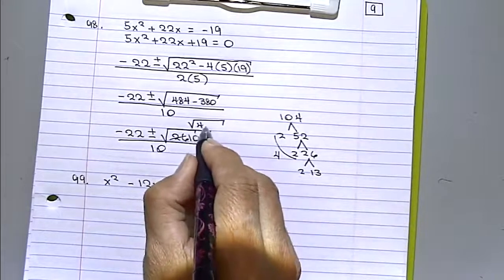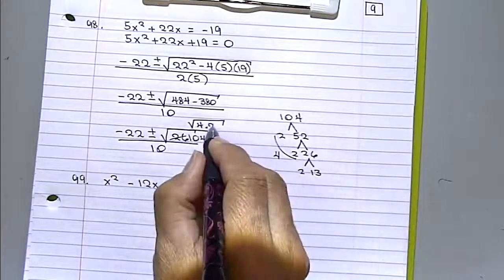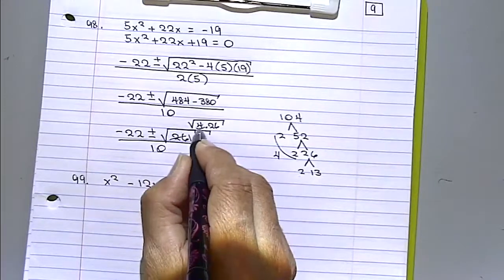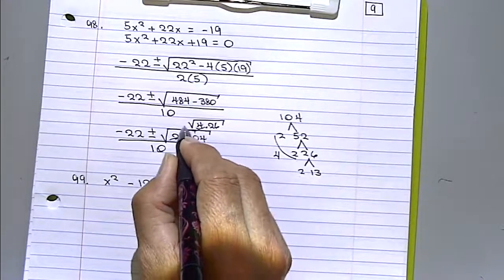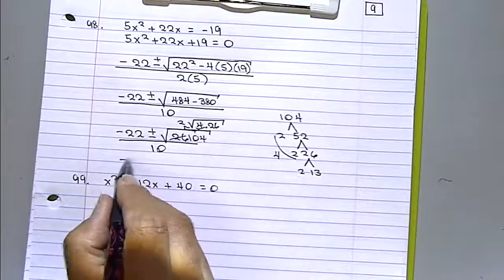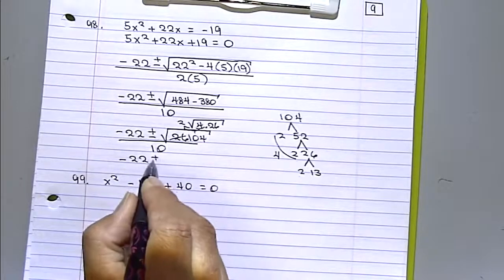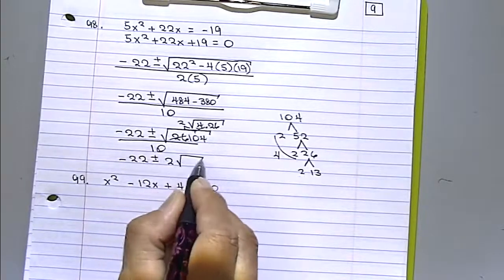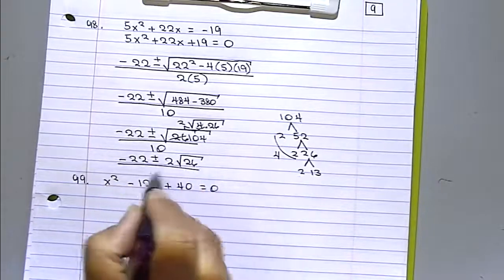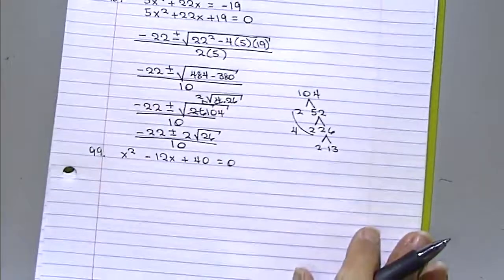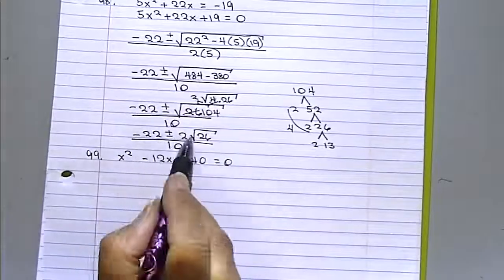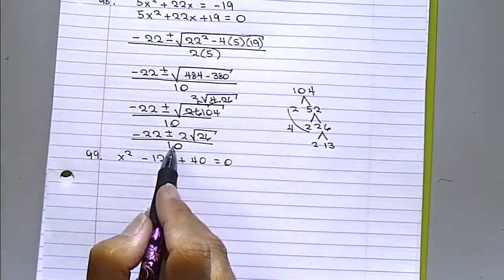So what does this change to? It changes to 4 times 26. And I can bring out the perfect square of 2. I'm going to rewrite it so you can see what happened. 2 times what was left under the radical was that 26 divided by 10. Now look at this again. Each of these terms is even. I can divide them all by 2.